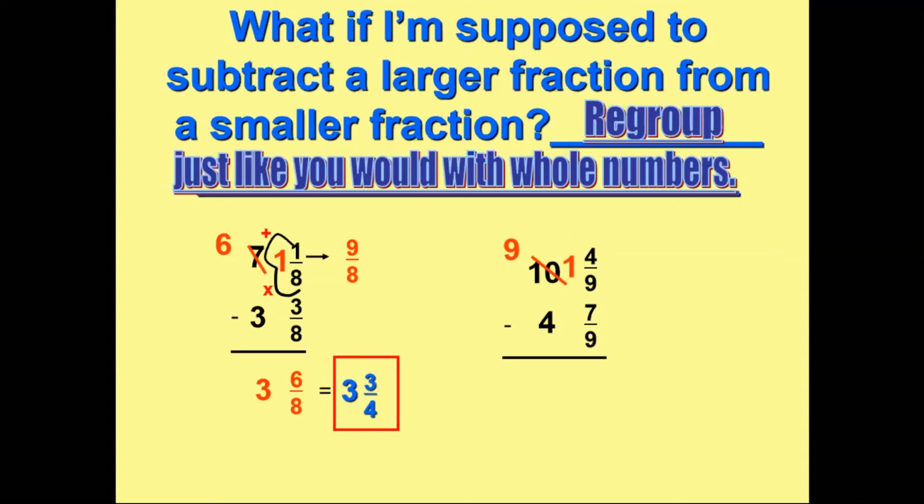1 and 4 ninths, when you change it to improper, that is 9 times 1 plus 4 equals 13 ninths. So let's subtract them. So 9 minus 4 is 5. 13 minus 7 is 6. Then copy the denominator. So you have 5 and 6 ninths. Then 6 ninths has a common factor, which is 3. So that's why we have 5 and 2 ninths.